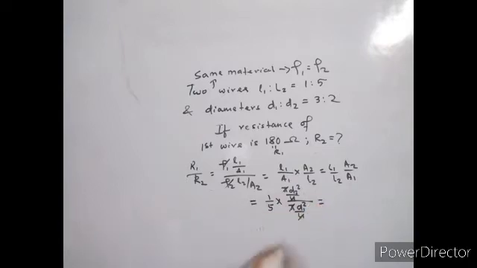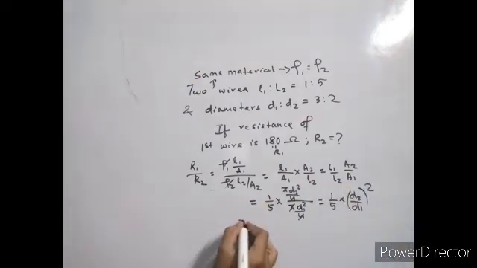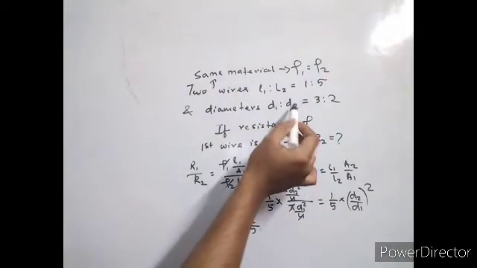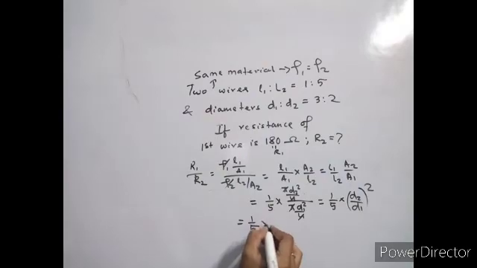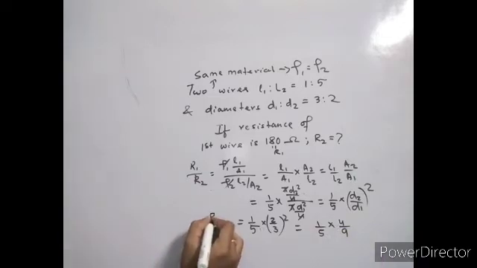So pi and 4 cancel out, that is equal to 1/5 times d2 squared, d2 by d1 whole squared, and this is equal to 1/5 d2 by d1. d1 by d2 is 3:2, so that is just the reverse, that is 2:3 for d2 by d1 and whole squared, of course. So this is equal to 1/5 times 4 by 9, and on the left hand side we have resistance R1 by R2.